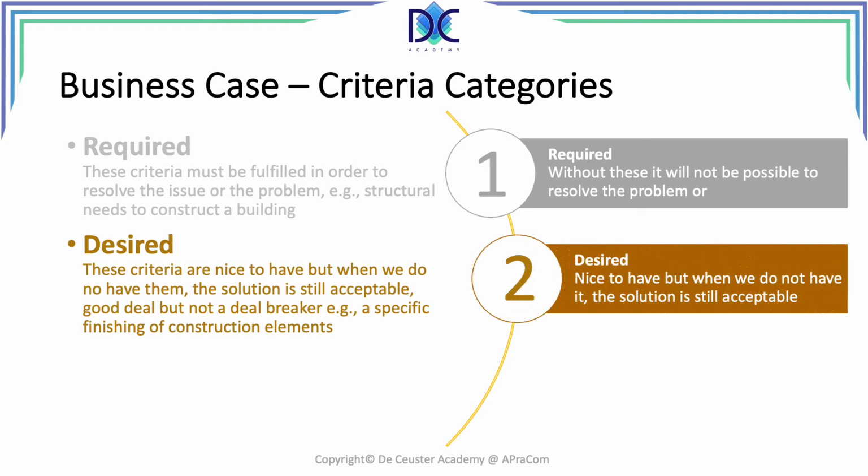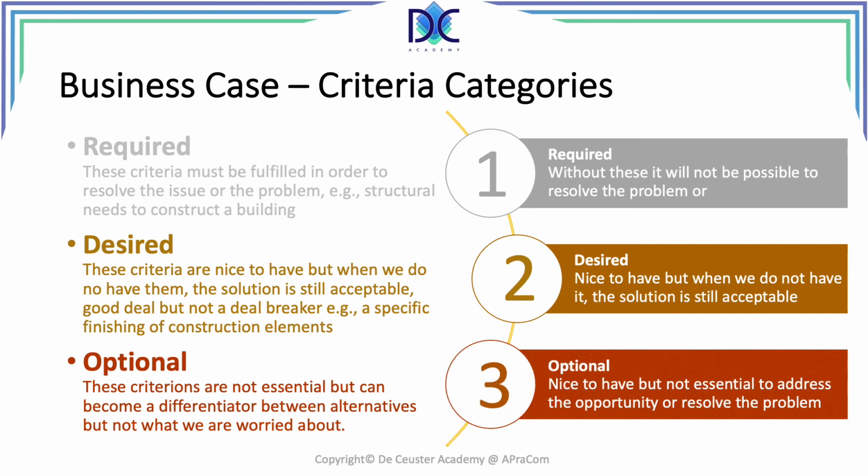We have the desired elements. It's nice to have, but when we do not have them, the solution is still acceptable. It's a good deal, but not a deal breaker. For example, a finishing of some construction elements.